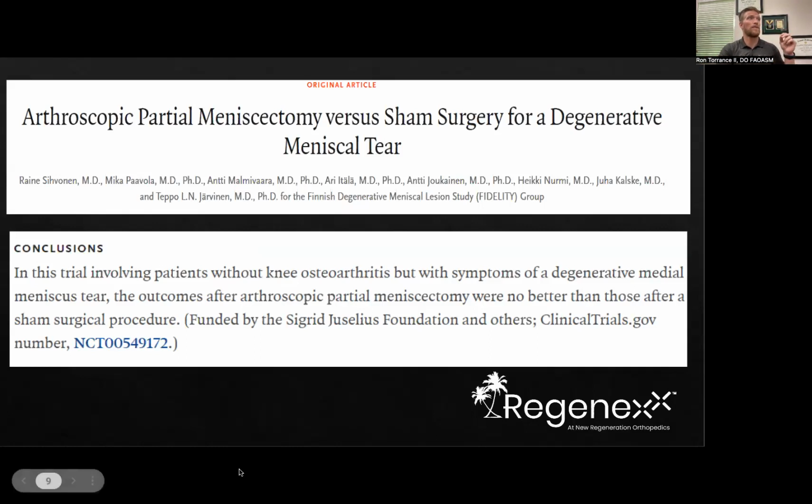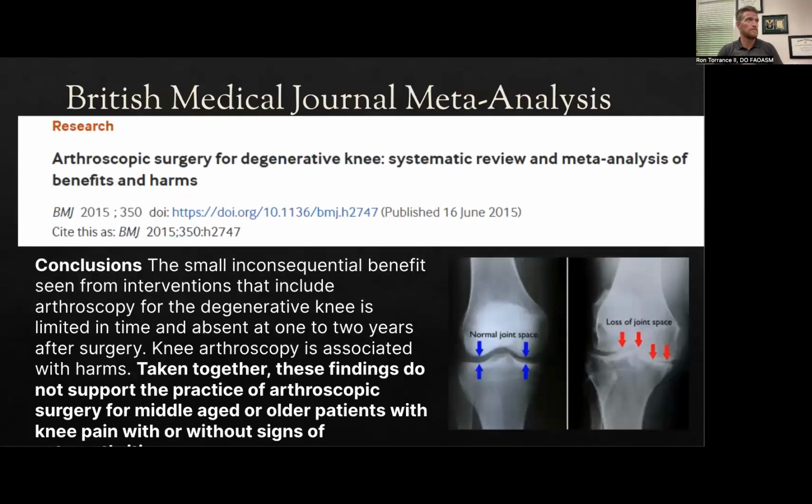in the trial of patients without knee arthritis but with symptoms of a degenerative meniscus tear, arthroscopic meniscectomy is no better than a sham procedure. So going in and doing a sham procedure versus clipping out the meniscus, there was no benefit 1 year out. So doing a surgery on a meniscus tear versus not doing a surgery has no benefit, and it also actually makes things worse.